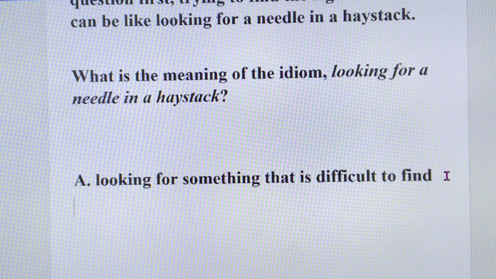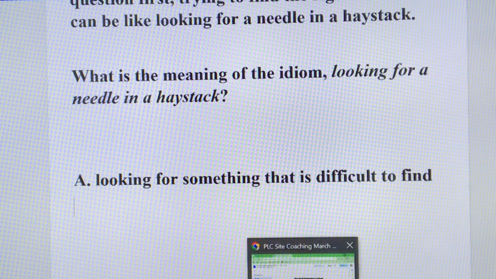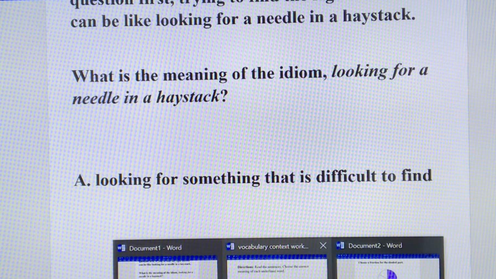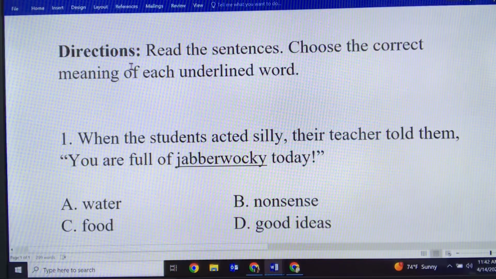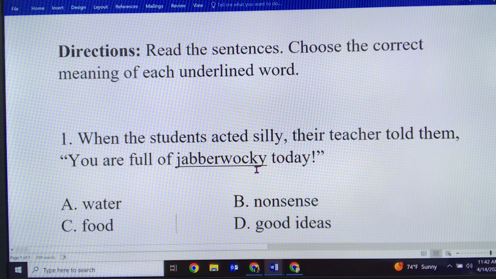And the strategy that I just showed you can also be used if you're asked to find the meaning of a single word. So let's take a look at a question like that. The directions say to read the sentences and choose the correct meaning of each underlined word. So, number 1, when the students acted silly, their teacher told them, "You are full of jabberwocky today."